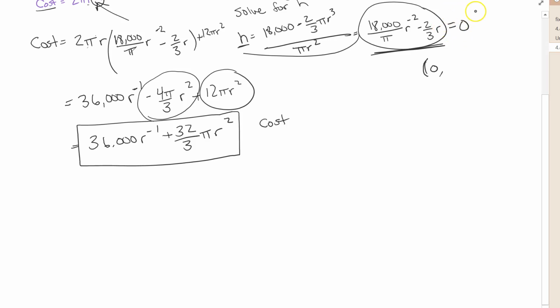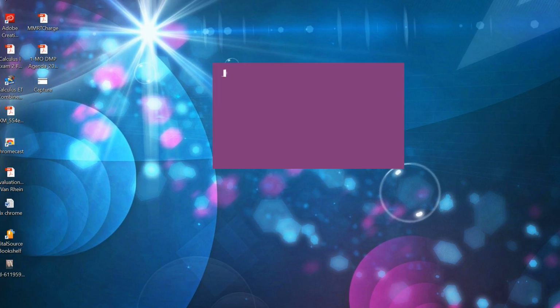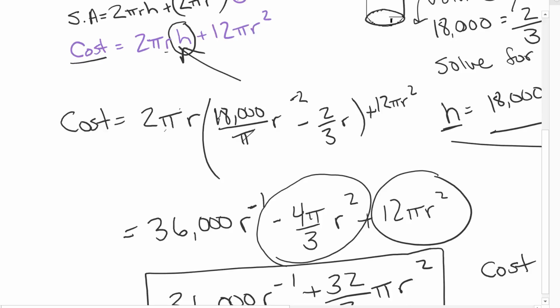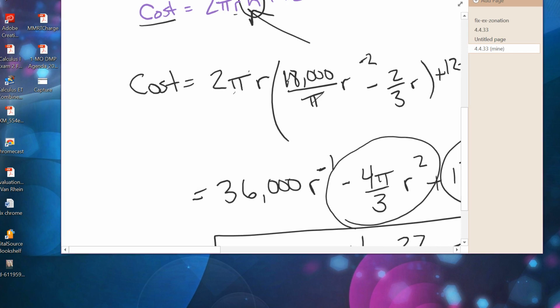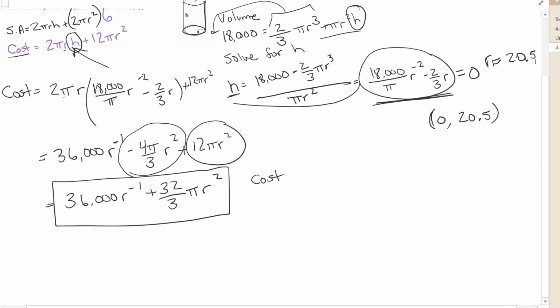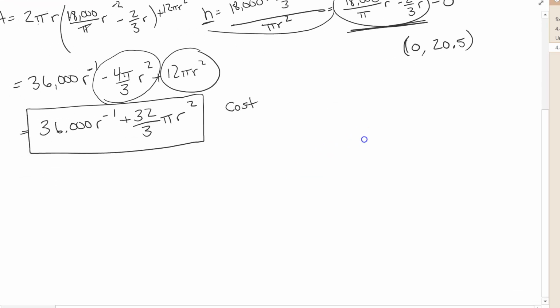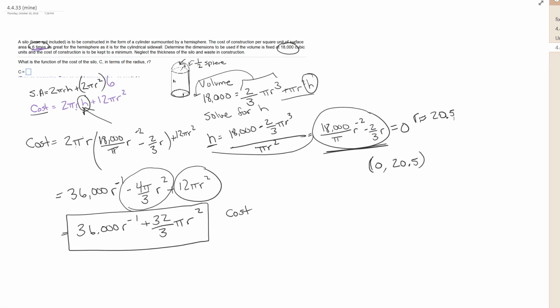If I plug that in my calculator, I get r is approximately 20.5, and I want to round that to 1 decimal. I'll caution you about rounding a decimal when you plug in r for h at the end. So this is my interval of existence.